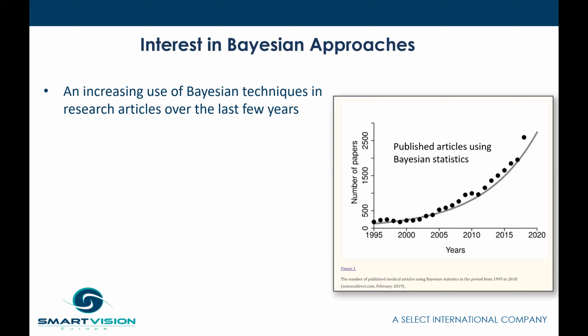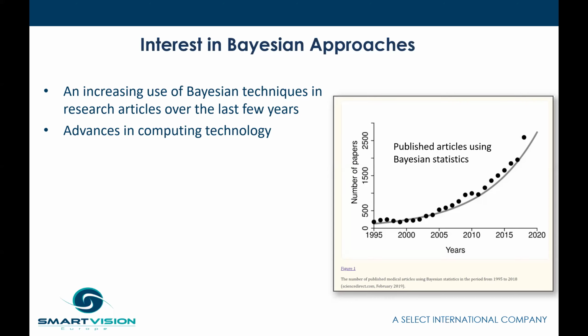There has been an increasing use of Bayesian techniques in research articles over the last few years. That's why we're really talking about it, because it's become a much hotter topic. And people within the world of research, of course, tend to copy one another. So the number of articles published using Bayesian statistics has increased almost exponentially over the past 30 years or so.